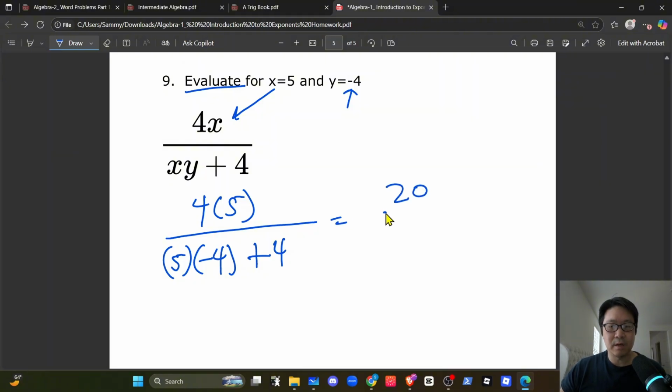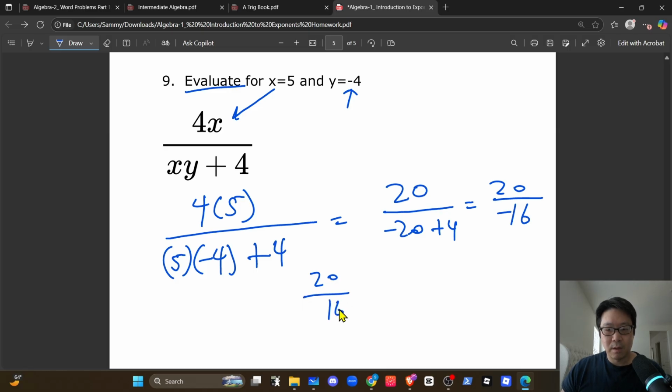Simplify, you're going to get 20 on the top, right? 4 times 5 is 20. On the bottom, 5 times -4 is -20, and we have a plus 4. That's going to give you 20 over -16, right? -20 and +4 is -16. Now, 20 and 16 have a greatest common factor of 4. So when you divide the top and bottom by 4, you get 5 over 4, and it's a negative. So it's negative 5 over 4. And that's going to be your answer.